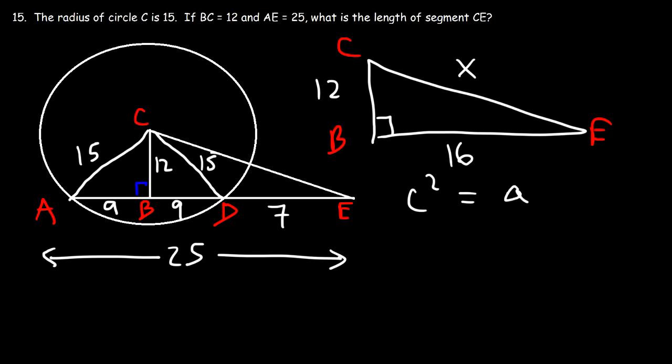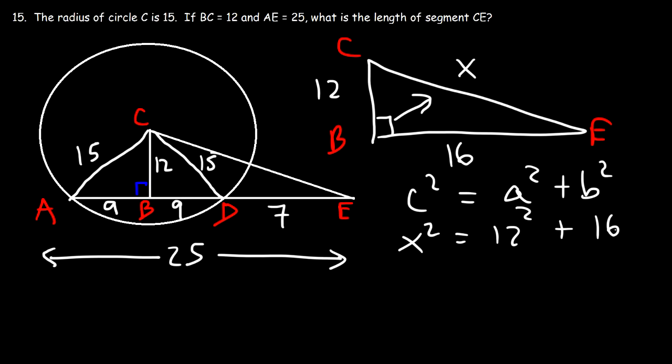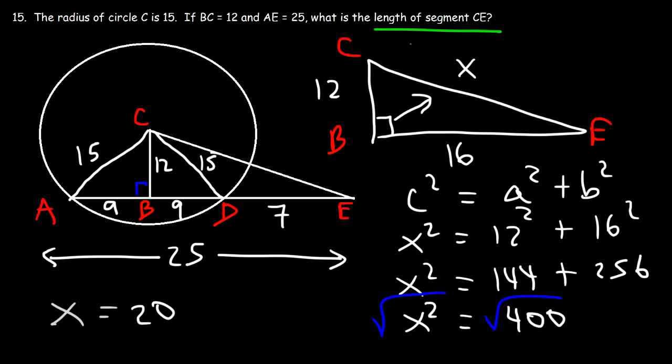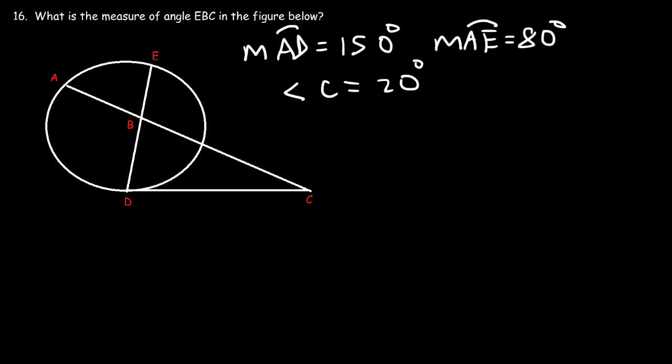So C squared is equal to A squared plus B squared. So the hypotenuse is x. Let's say that A is 12 and B is 16. So 12 squared is 144, and 16 squared is 256. 144 plus 256 is 400. And now let's take the square root of 400. So that's going to be 20. So CE, the segment that we're looking for, is 20 units long. So that's the answer. Number 16.